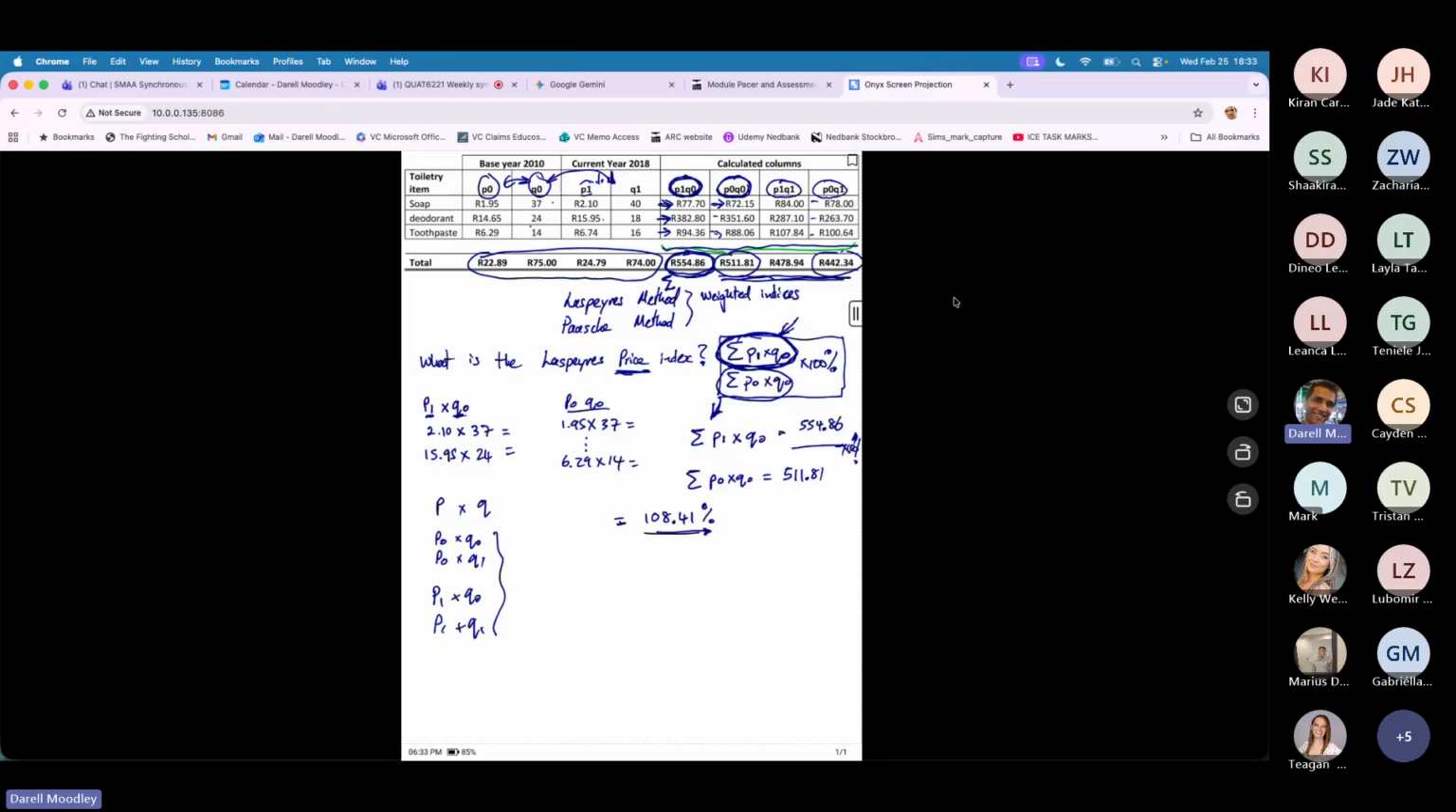Now let's check the change. How do we check the change? We subtract 100% from it. So the change is 108.41% minus 100%, and that gives me an 8.41% increase.